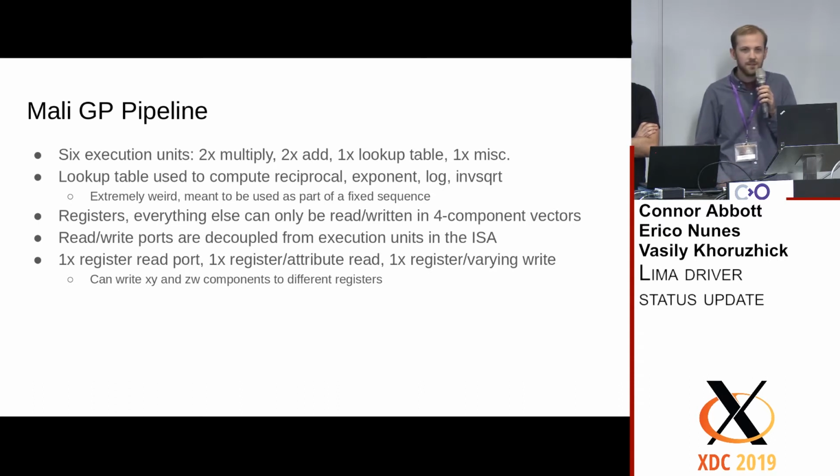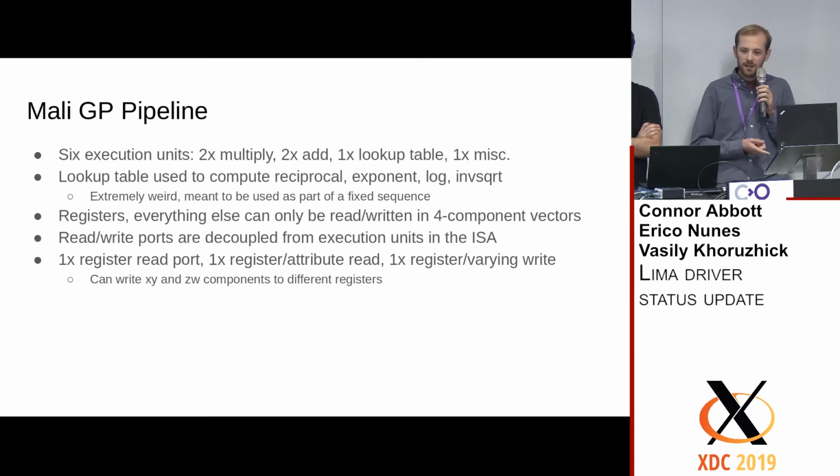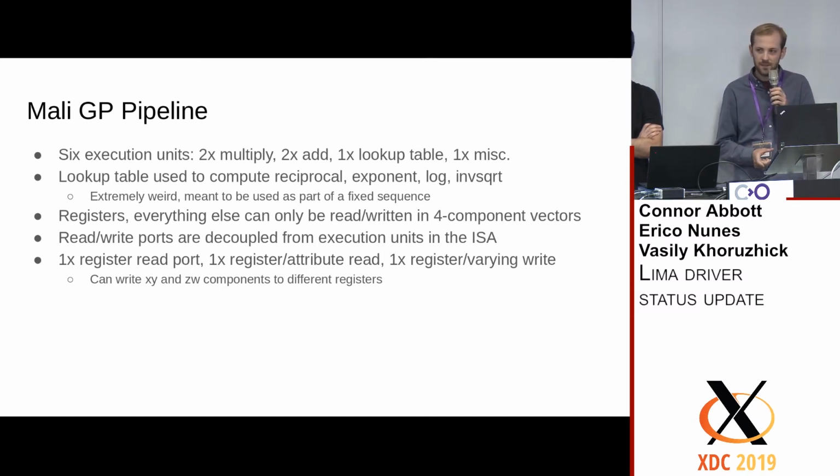So what does the execute stage look like in the Mali GP? You can do 2 multiplies, 2 adds, a table lookup and 1 miscellaneous thing per instruction. It's a very large instruction word architecture, so all of this happens in parallel, and it's all specified explicitly in the instruction set. The compiler has to decide when it's going to use these units.